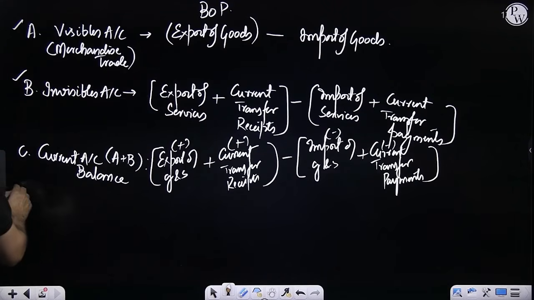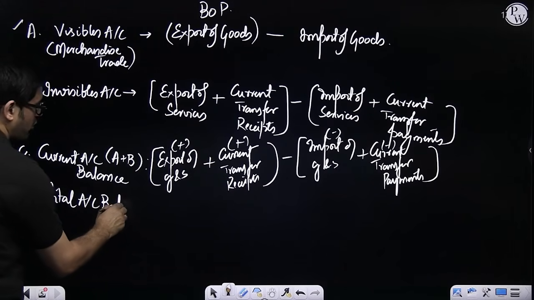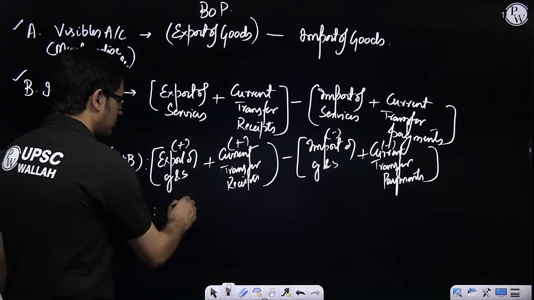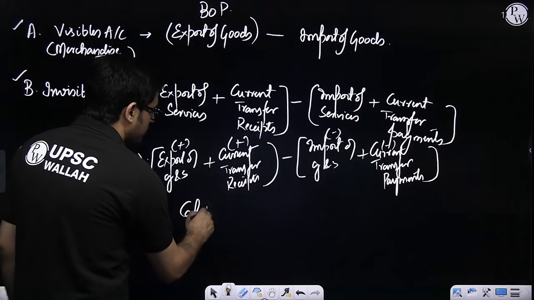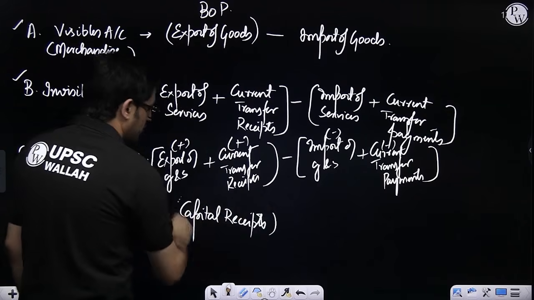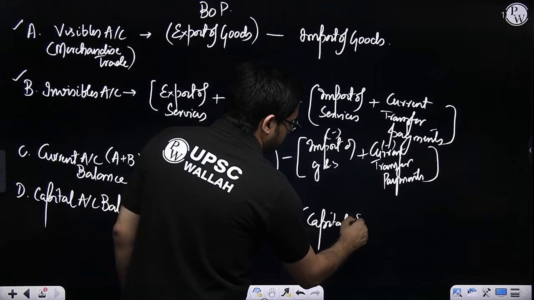The next head would be what is called capital account balance. And what will capital account balance be? This would be very simply put, capital receipts minus capital payments.